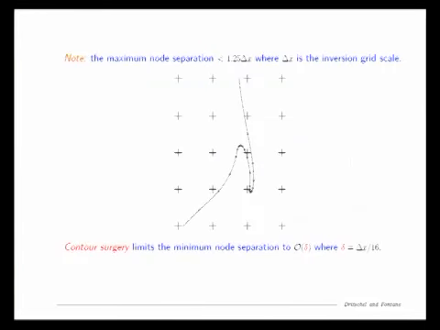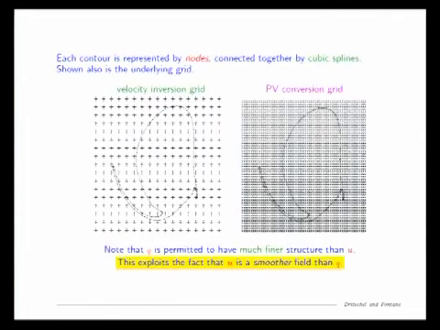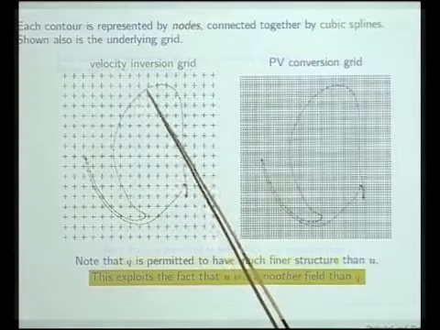Jim McWilliams yesterday talked about the frontogenesis at the surface of the ocean, and this is a case where the velocity field is rougher, and it would be a nice challenge for the method to look at that case as well.